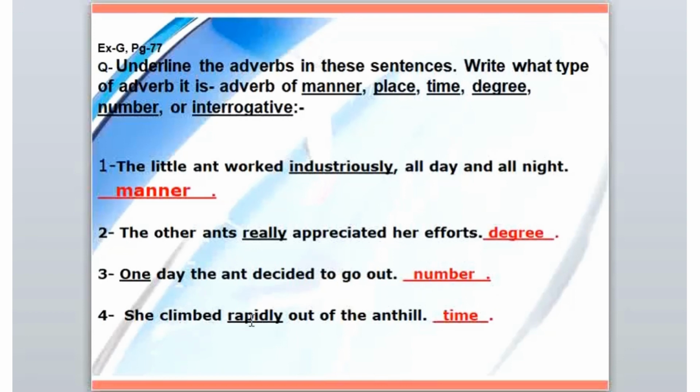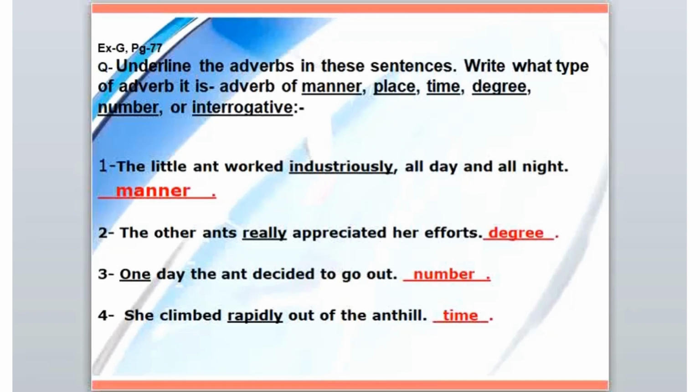She climbed rapidly out of the ant hill. Okay, now you see, students, she climbed rapidly means fast, in a hurry. So that gives you an idea about the time, right, students? Like fast, without wasting any minute, fast with speed. So the adverb used here is rapidly. I want you all to underline rapidly, and in the blank you will write time. Okay, that was easy, right?